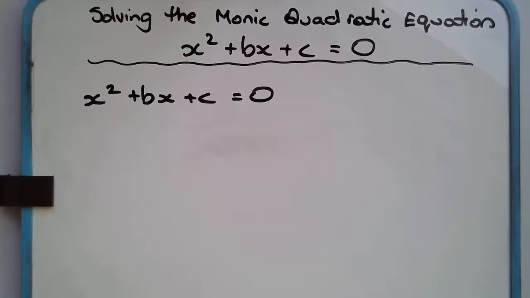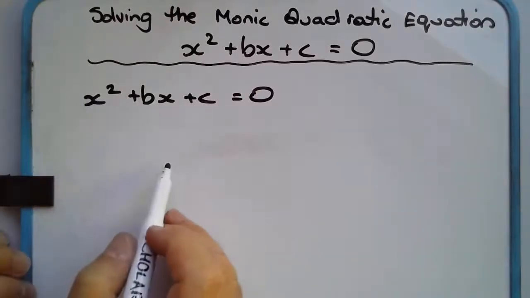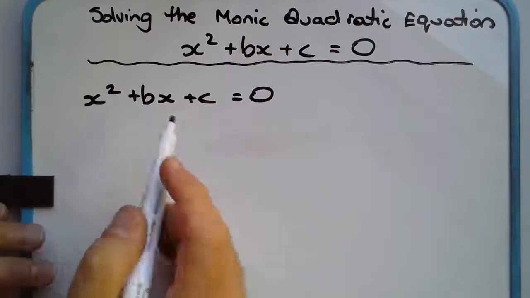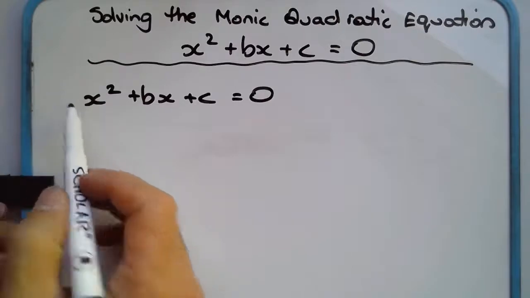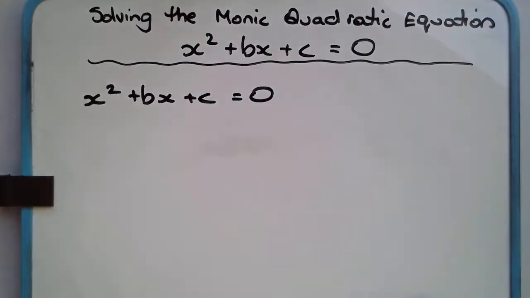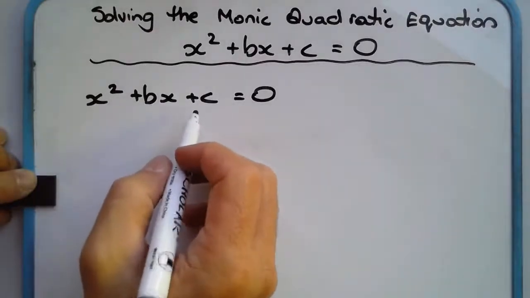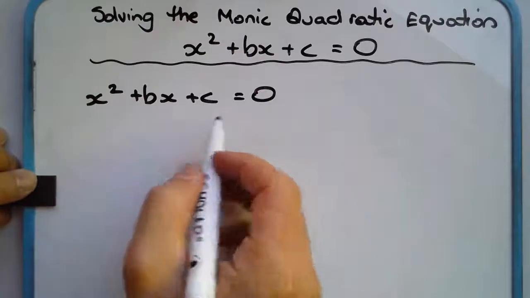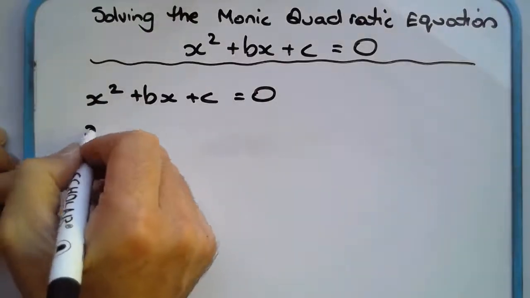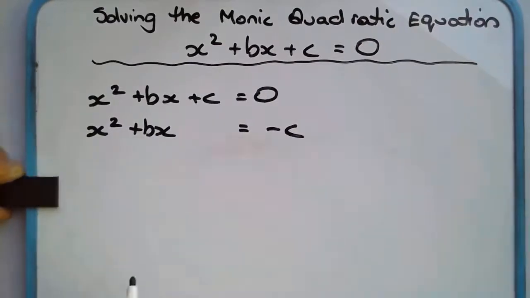But before we do that, let's consider the basic monic quadratic equation in general terms. We've got the coefficients b and c. The coefficient of x squared is 1, that's why it's monic, mono, 1. So let's complete the square on this quadratic equation. First, we're going to move the plus c over to the other side, making it minus c. So x squared plus bx is equal to negative c.